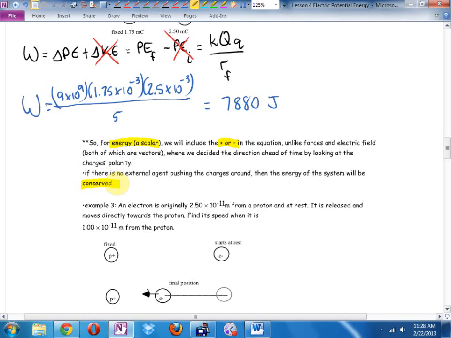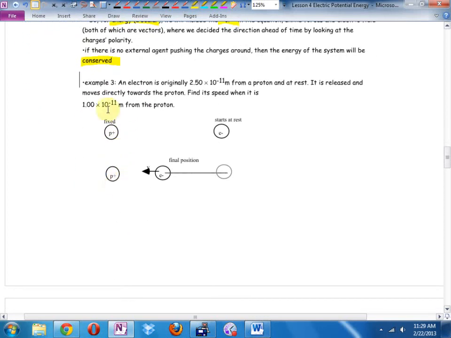As an example, example 3. An electron is originally 2.5 times 10 to the negative 11th meters from a proton, and at rest. I think that's probably important. It is released and moves directly towards the proton. Find its speed when it's 1 times 10 to the negative 11 meters from the proton. Does that make sense? Right now, which way does this electron want to move?